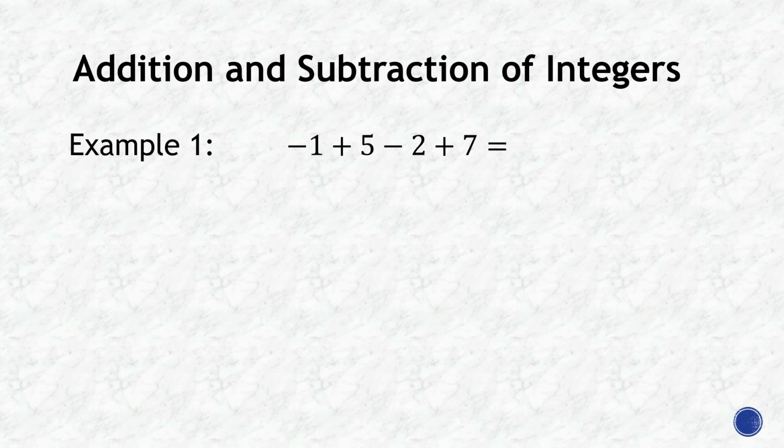That is, if they have the same signs, we add them and then simply copy the sign of the two numbers. If they have different signs, we subtract them and then copy the sign of the larger number. So we will apply those rules.